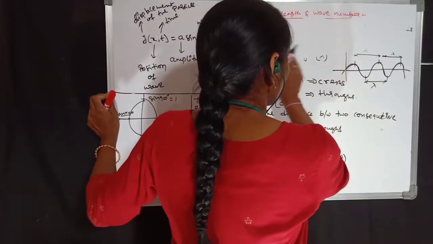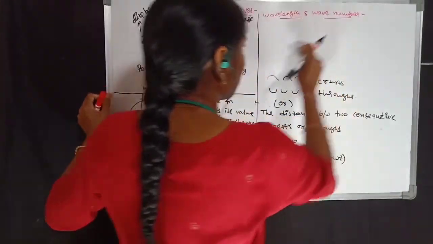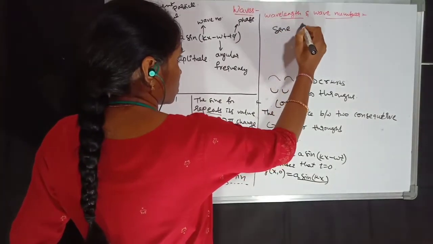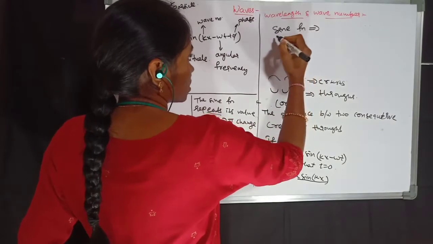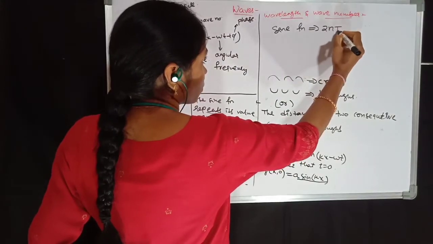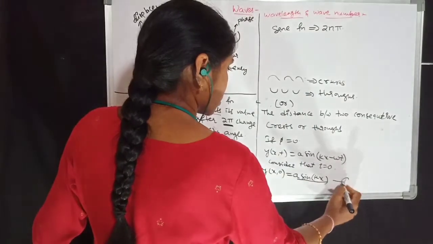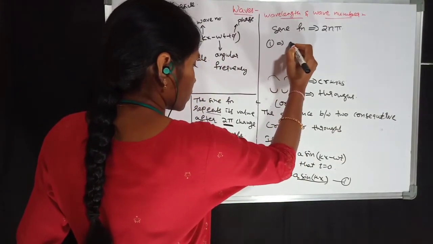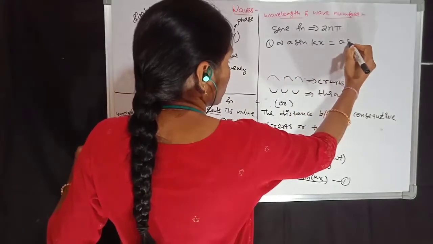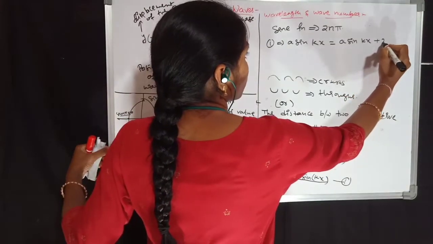This sine function repeats its value at 2n pi. Alright, therefore you just write the complete sentence: sine function repeats its value at 2n pi. Therefore from this equation, if this is equation 1, from equation 1, a sin kx is equal to a sin of kx plus 2n pi.